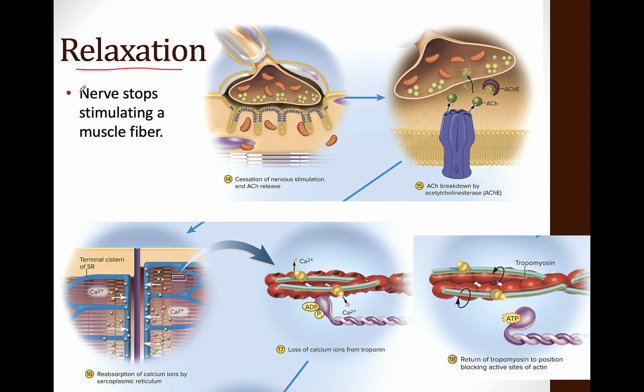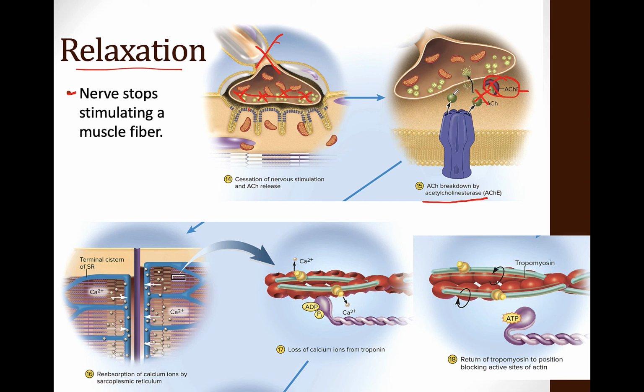So relaxation starts with the nerve. Contraction and excitation started at the nerve. It ends at the nerve. So eventually, the signal will stop coming down the nerve cell. When the signal stops, it no longer releases acetylcholine, so these are not being released anymore. We already had some acetylcholine out here. Some of it gets broken down. So this is acetylcholinesterase, which you don't need to remember that name, but we've got an enzyme here that's going to get rid of some acetylcholine.